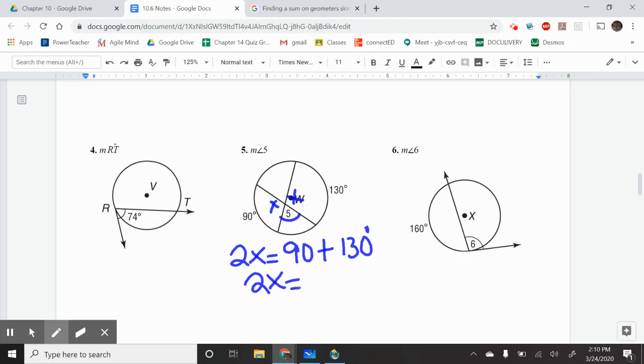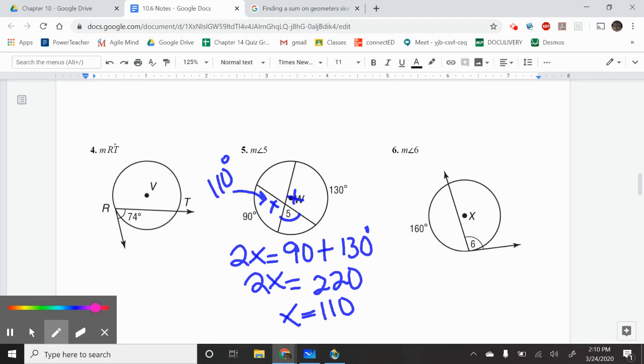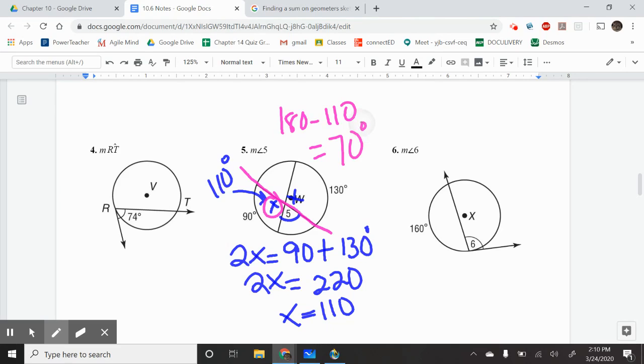So here I have 2x is equal to 220. So x is equal to 110. So I know that that angle right there is 110. But that's not the end of the question. Now I have to figure out what is angle 5. Well, as you can see right here, we have a straight angle. So if that piece right here, this x, is 110, then if you subtract from 180, you get the measure of angle 5. So the measure of angle 5 is 70 degrees.